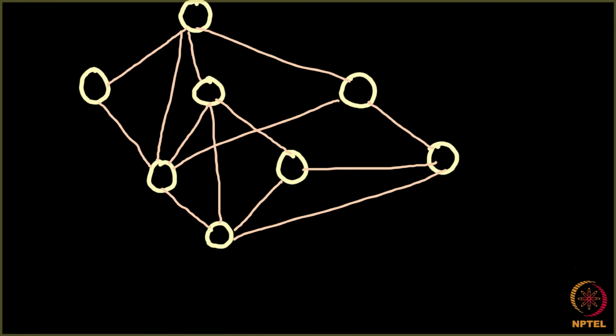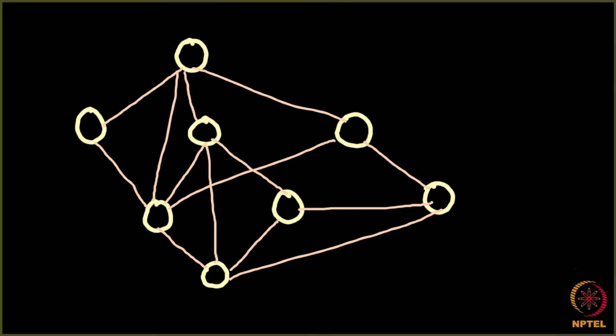This is the network I'm having. Okay, this is the network we are having, and we know that at the beginning this node over here is infected, and we are interested to know whether this node will get infected or not.